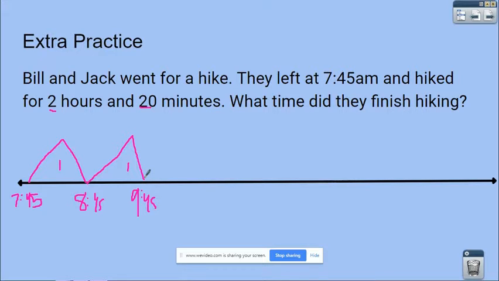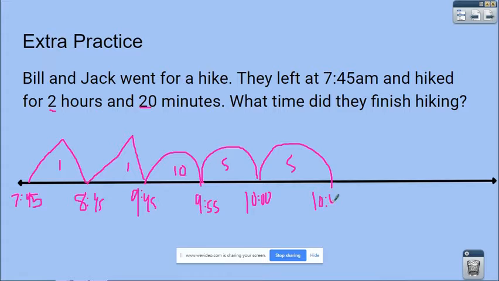I could do all 20 minutes at once, but maybe you did it a little differently, and maybe you'll do it the same as me. I really like to do 10 minutes, so I'm just going to do that. 9:45 plus 10 minutes brings me to 9:55. Ooh, I'm going to do 5 minutes here, so it brings me right to a nice 10 o'clock. And then I'm going to do another 5 minutes here, so it brings me to 10:05. So what time did they finish hiking? 10:05 a.m.